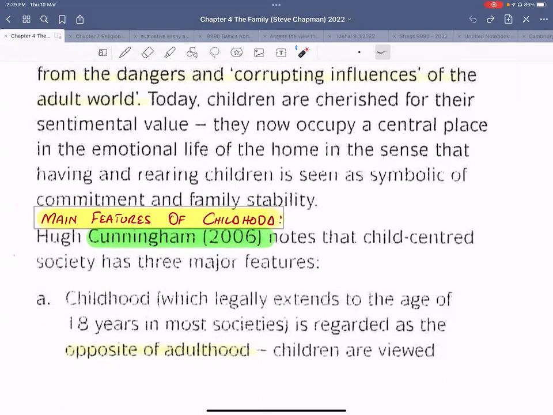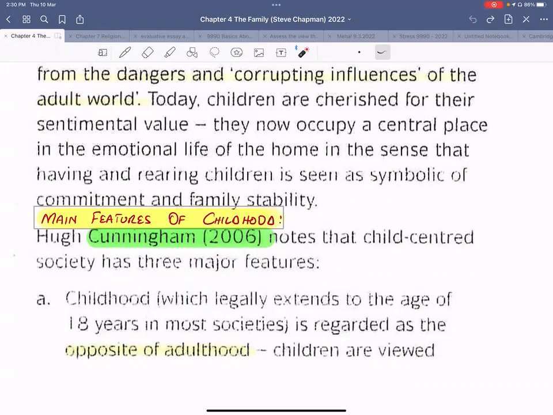Cunningham in 2006 noted that a child-centered society has three major features. Number one, childhood, which legally extends to the age of 18 years in most societies, is regarded as the opposite of adulthood. Right? पहला feature में क्या ध्यान में रखना है? Today, with the passage of time, it has been recognized by many that childhood as a phase is considered to be very different from adulthood. For instance, आपका यहाँ पे पाकिस्तान में रहते हुए आपका NIC बनता है, आपको voting right मिलता है. You're not allowed to drive till you're 18 legally, officially. Consumption of tobacco is prohibited, alcohol is prohibited, so on and so forth.